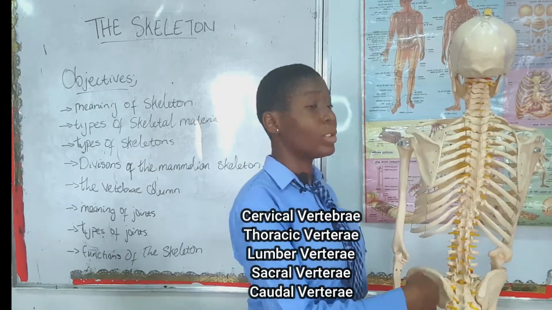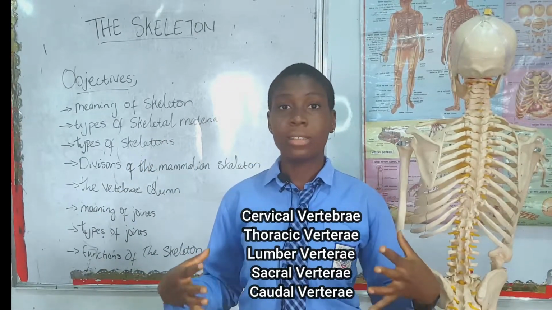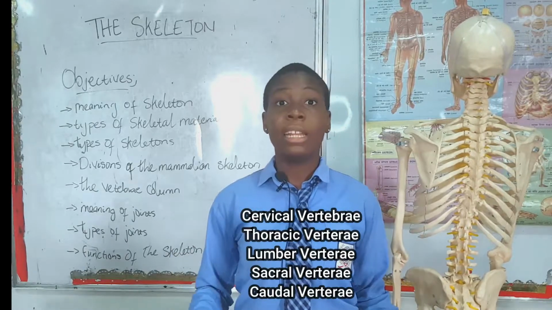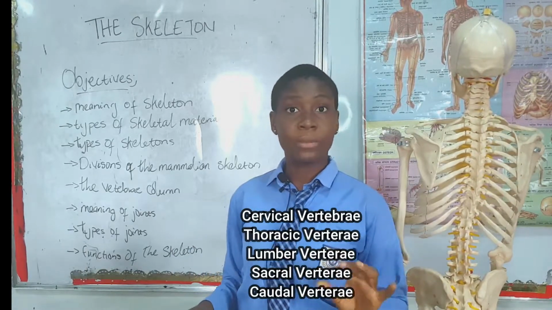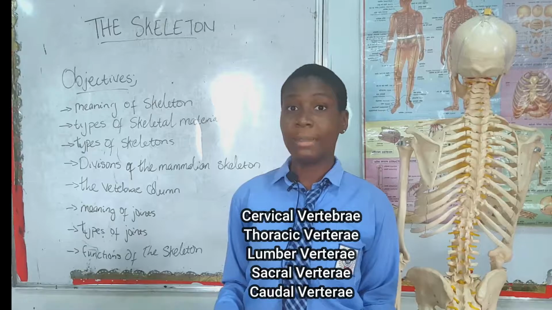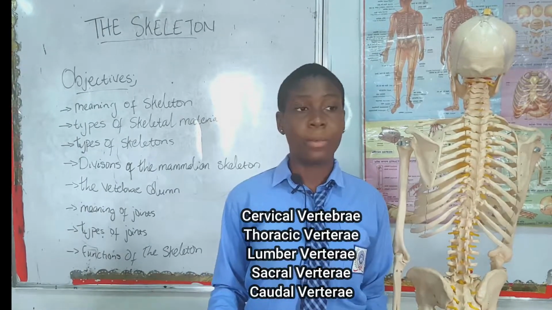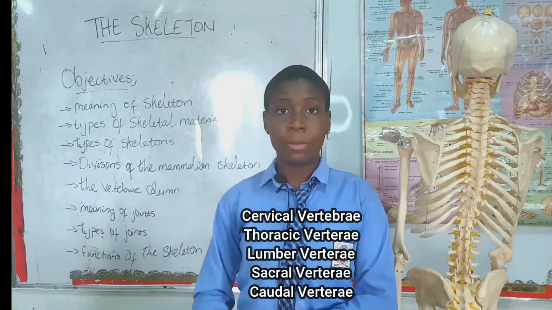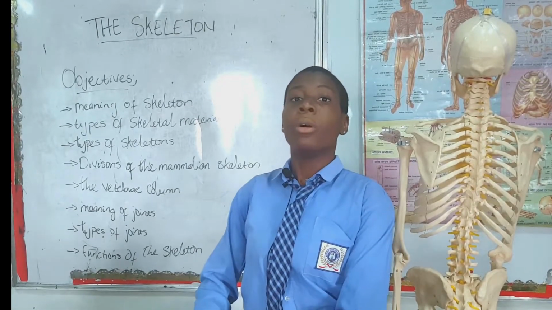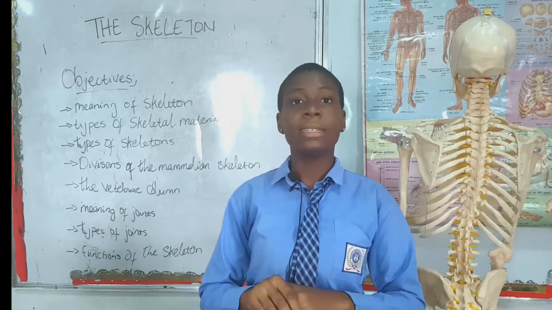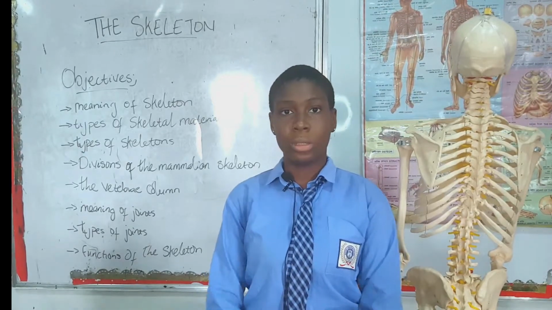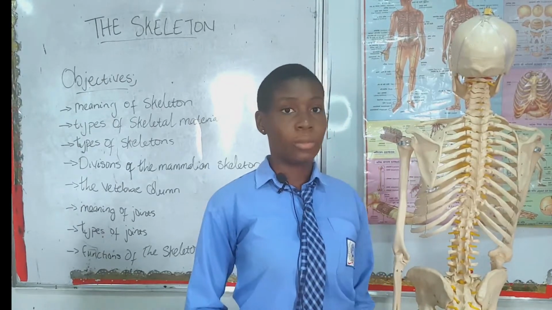Then the next is the thoracic vertebral that makes up the chest region. They are made up of 12 vertebrae. Then we have the lumbar vertebra that is made up of 7 bones that make up the lower back. Then you have the sacral vertebral made up of also 5 vertebrae. Then we have the caudal or the joint vertebral made up of 4 bones. That is all about the vertebral column.